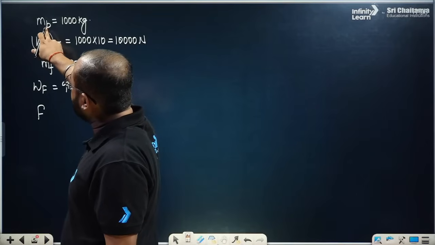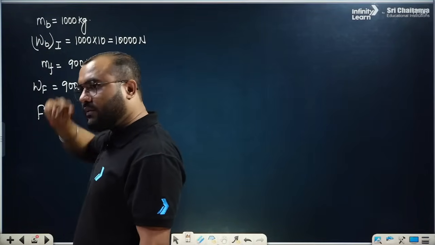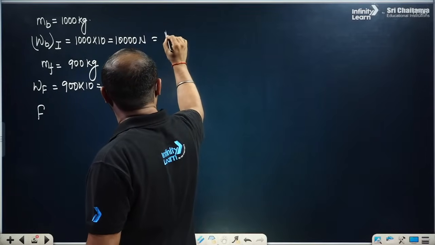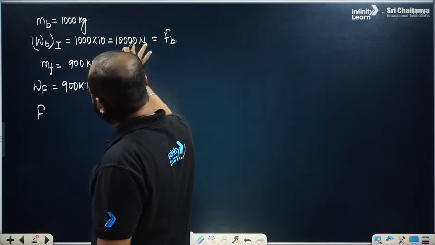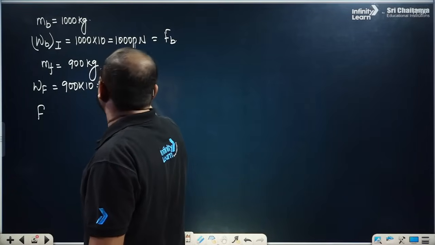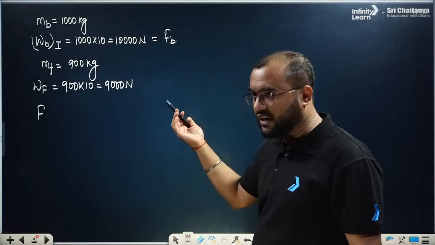This is the weight of the body initially, which is acting on it. By the third law of motion, equal and opposite, the buoyant force will be the same 10,000 Newton. There will be no change, equal and opposite.